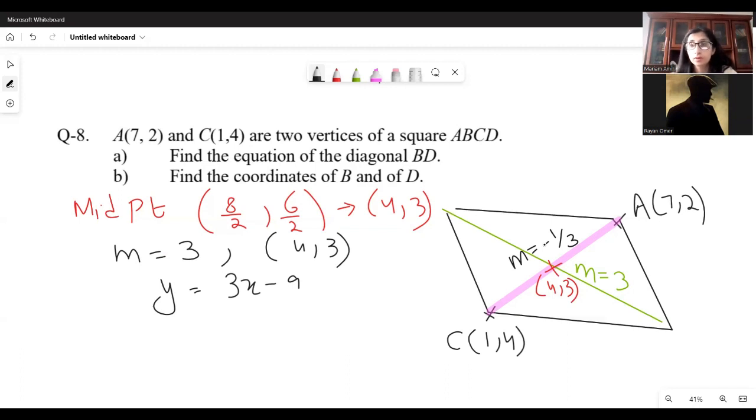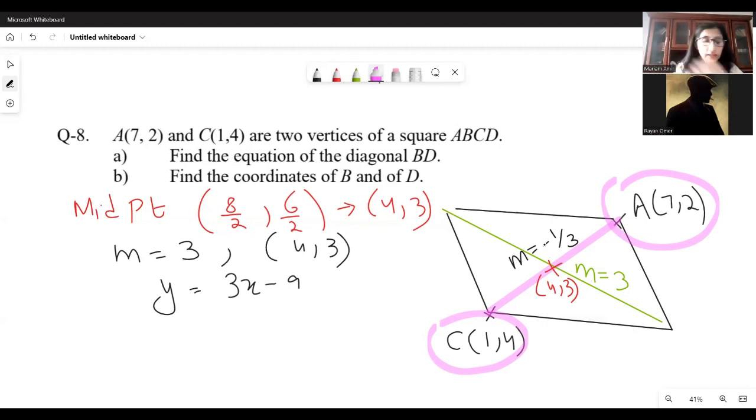Find the coordinates of B and D. Now you can find the coordinates of B and D using movement, because this is a square, and the square has a symmetrical nature. However, to use movements, it's better to accurately plot this triangle. Because abhi dekho, I'm saying this is A and this is C. But if you look at their y coordinates, C is supposed to be higher than A. Yes, exactly. That's the mistake I made.